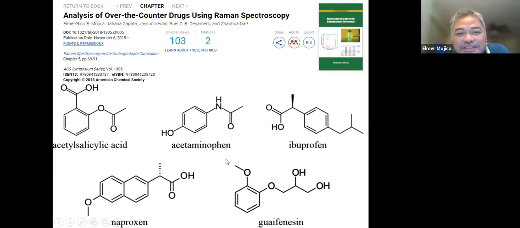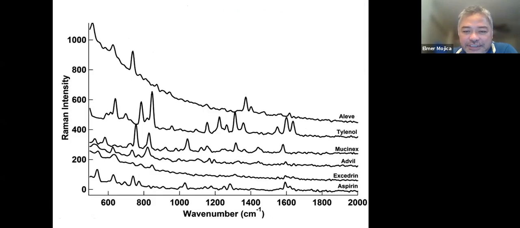So these are all over-the-counter drugs. So these you can buy without prescription. Okay. So most of them, I think naproxen and ibuprofen and acetaminophen belong to the NSAIDs, non-steroidal anti-inflammatory compounds. So guaifenesin is just for what we call cough syrup. Okay. So what we did, using the portable Raman, we tried to find unique peaks.